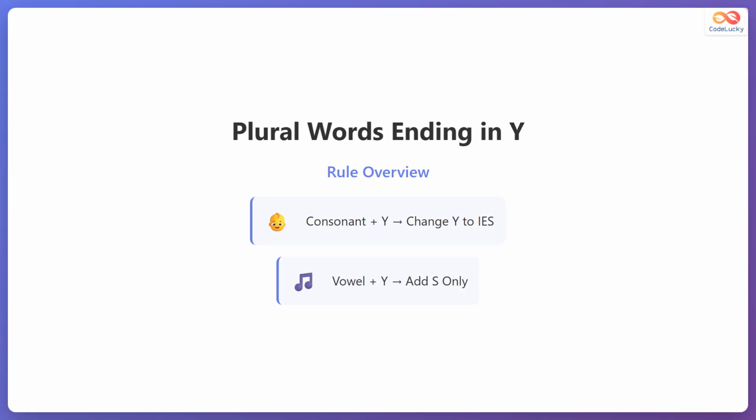English has two rules for making plural words that end in the letter Y. The first rule is when the letter before Y is a consonant. In this case, you change the Y to I and add E and S, making it IES. The second rule is when the letter before Y is a vowel like A, E, I, O, or U. In this case, you simply add the letter S to the end of the word. Let's look at examples for each rule.